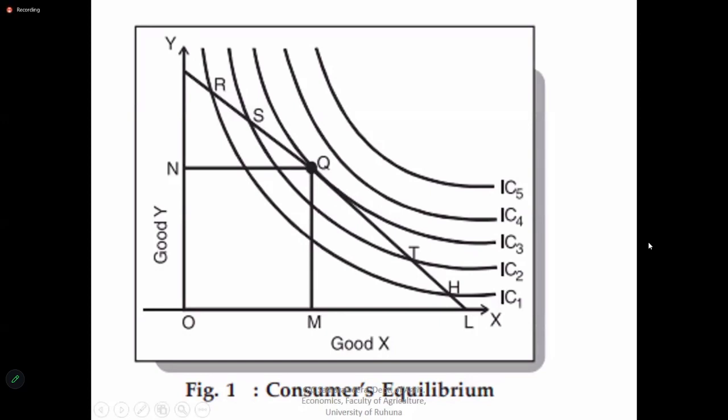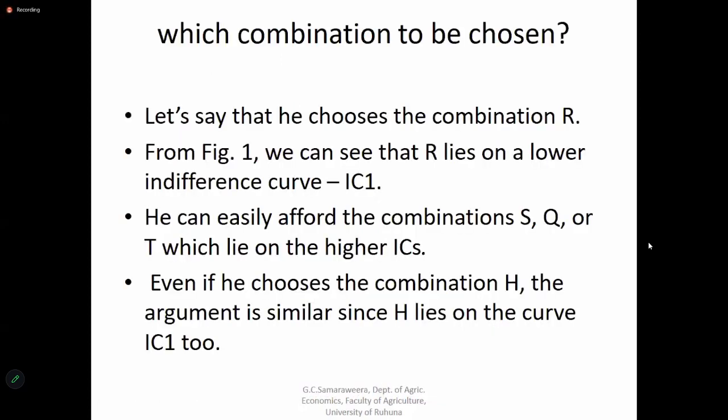Clear that one? Hello? So accordingly, they can decide which combination to be chosen. Clear to you that one with the graph? Yes, madam. Clear. Okay, very good.